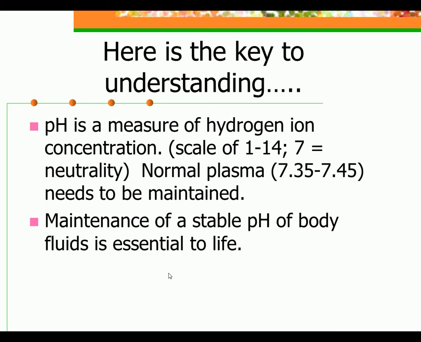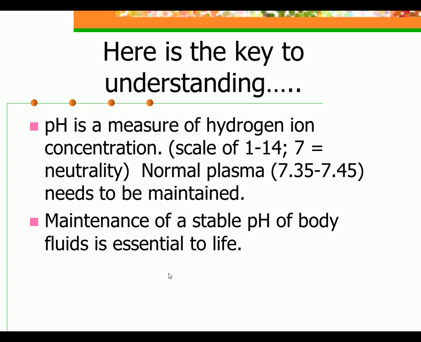Normal 7.35 to 7.45. Now, if you look at that small, minute range of normal, that's the narrowest, smallest range of normal of all your electrolytes. Should be scaring you to death because it doesn't take much for it to change and it doesn't take much for it to go south. Maintenance of a stable pH of body fluid is essential to life. This is another norm to remember. Normal pH, 7.35 to 7.45. Now, that's arterial blood. Venous blood would be a little bit different. That's why you don't want to accidentally get a venous sample. Venous samples would be more like 7.31 to 7.41. So for test purposes, we're talking about arterial, 7.35 to 7.45.